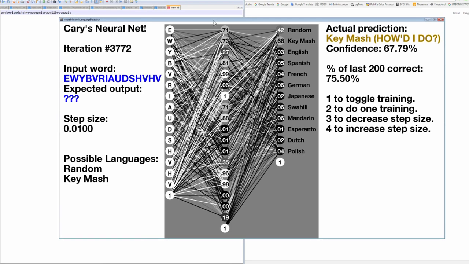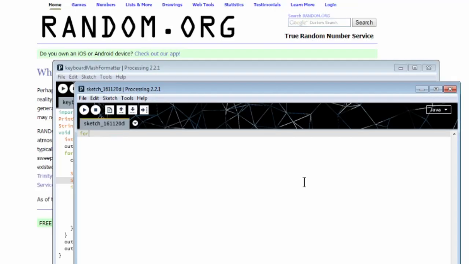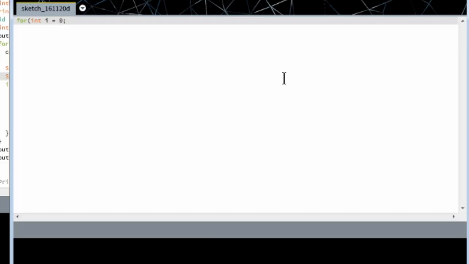Well, how am I gonna get random generation? Maybe random.org. I don't think there's a page where you can just get random letters though. I'll have to find out. Well, I'm just gonna write a really quick Processing script to do it. So I want 15 letters that are random.